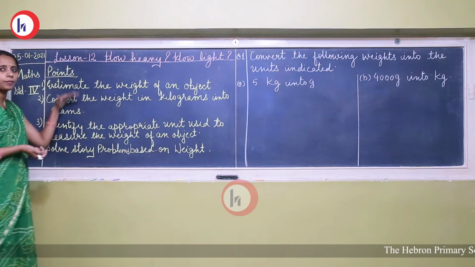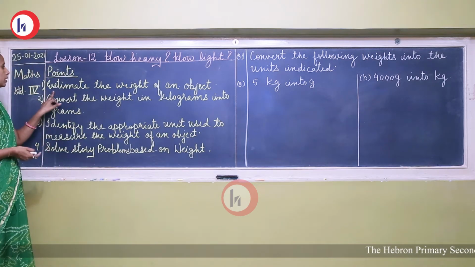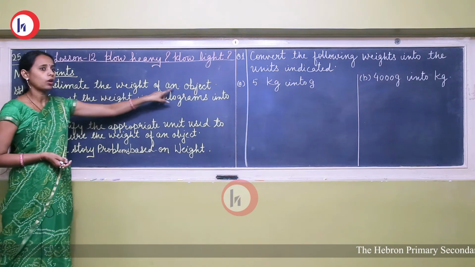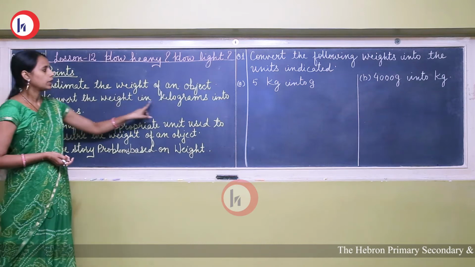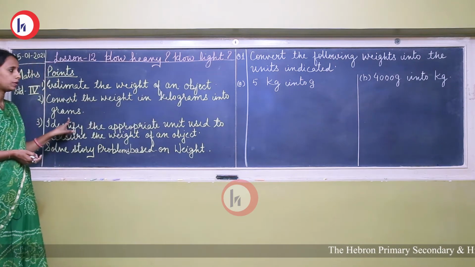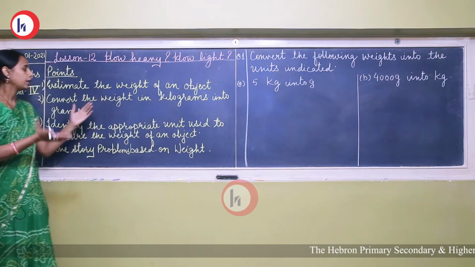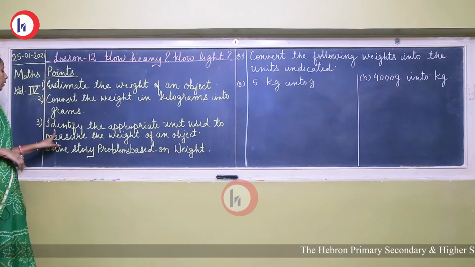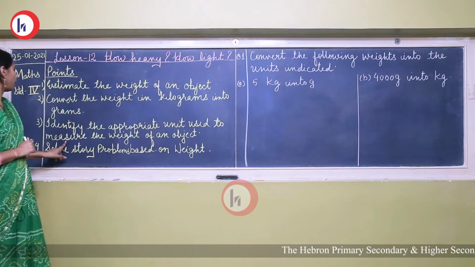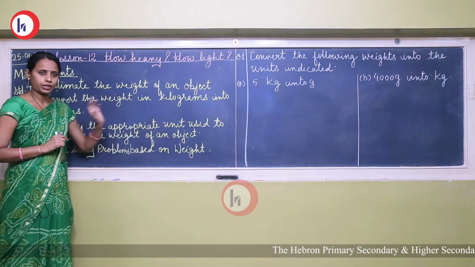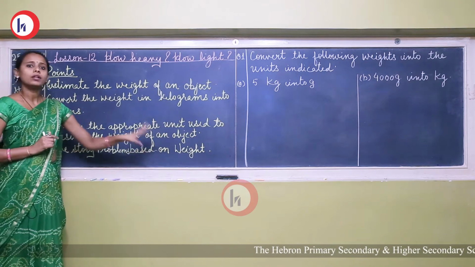Then in this chapter we will understand about these points. First one is estimate the weight of an object. Second, convert the weight in kilograms into grams. यानी हमें kilograms को ग्राम में convert करना and then ग्राम को किलोग्राम में. Then third one, identify the appropriate unit used to measure the weight of an object. Then fourth one, solve story problem based on weight.